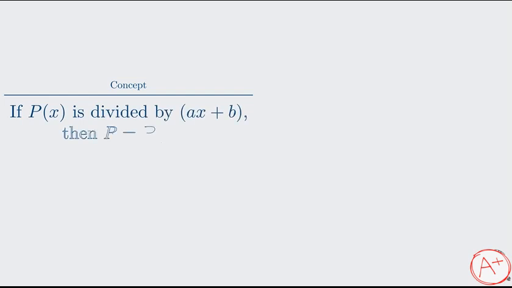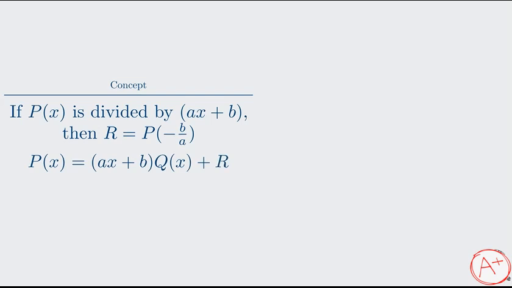However, the theorem states that if we divide a polynomial, p of x, by a linear divisor of the form ax plus b, the remainder r is simply the value of the polynomial when we evaluate it at x equals negative b over a. Mathematically, we can write any polynomial as the divisor times a quotient, q of x, plus a remainder, r. If we want to isolate r, we can make the divisor term 0. By substituting x equals negative b over a into the equation, the entire term containing the quotient disappears.